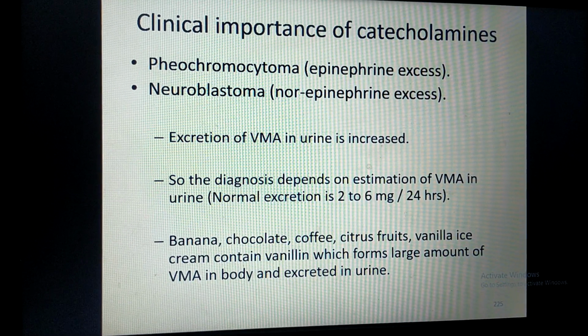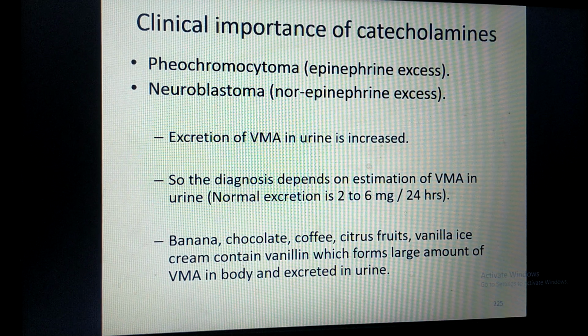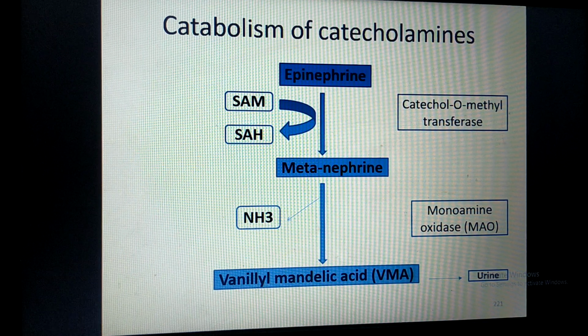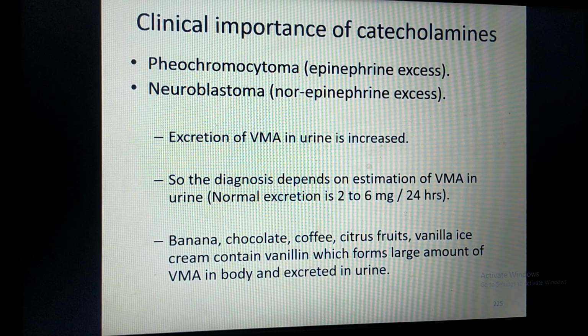Next, clinical importance of catecholamine is pheochromocytoma and neuroblastoma. So these are diseases. In pheochromocytoma, there is increased synthesis of epinephrine, and in neuroblastoma there is increased synthesis of norepinephrine. So in both these diseases, the excretion of VMA is increased in the urine, because just now we have studied that the end product of catecholamine metabolism is VMA. So the diagnosis of these two diseases depends on estimation of VMA in the urine.